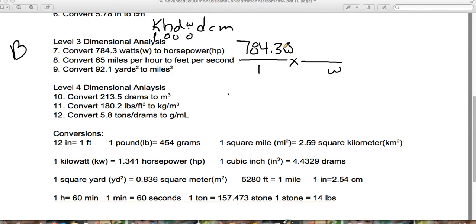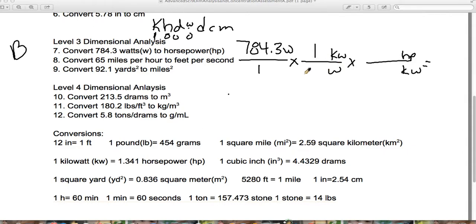You're going to drop your watts down so that they can cancel out. And from watts, we can go to kilowatts. And then I'm going to go again. Kilowatts then drops down, and from kilowatts, I can go to horsepower. Next, we're going to fill in our numbers.